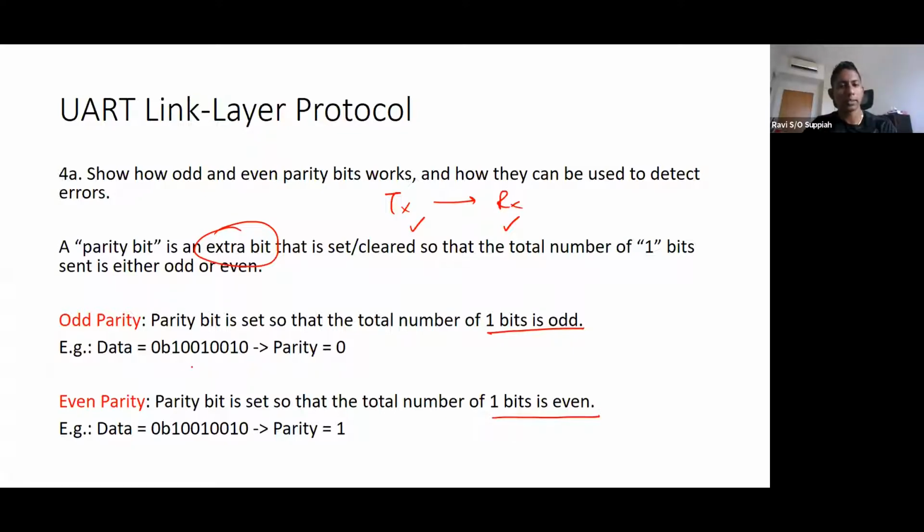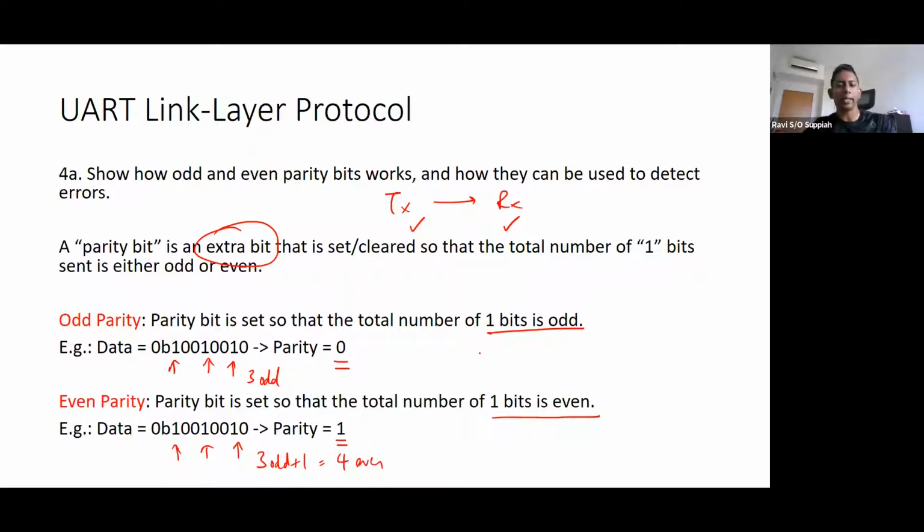If you look at this data over here, I have 3 ones. If I say I want odd parity, the parity bit will be 0, because I already have an odd number here. With the same bits, I have 3, which is odd. But if I want to transmit as even parity, then this one must be a 1, so plus 1 will give me 4, which is even. That is the idea of the parity bit.